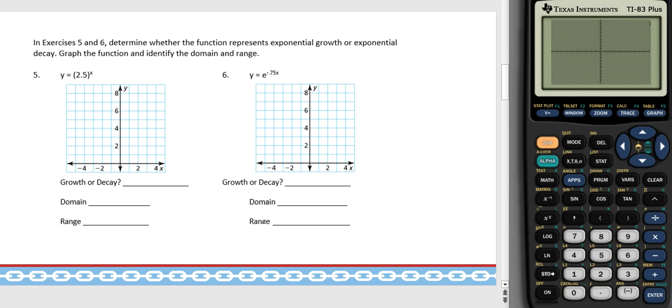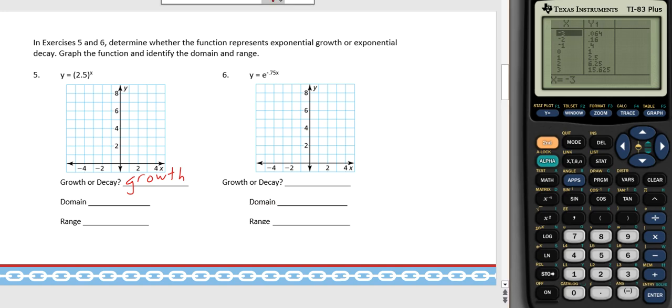And I can hit graph to get an idea of what my data is going to look like. So I can answer the growth and decay question right now, right? I see that this is exponential growth. So this is growth. In order to graph this, I need to go to the table to get some data.